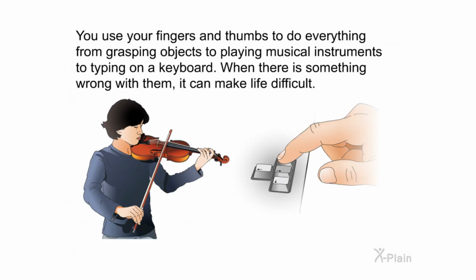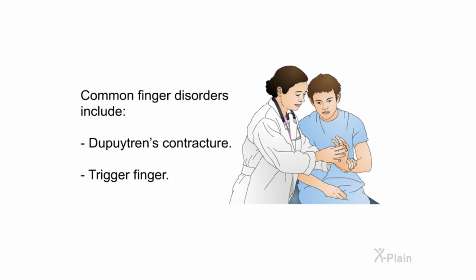Finger disorders. You use your fingers and thumbs to do everything from grasping objects to playing musical instruments to typing on a keyboard. When there is something wrong with them, it can make life difficult. Common finger disorders include Dupuytren's contracture, trigger finger.